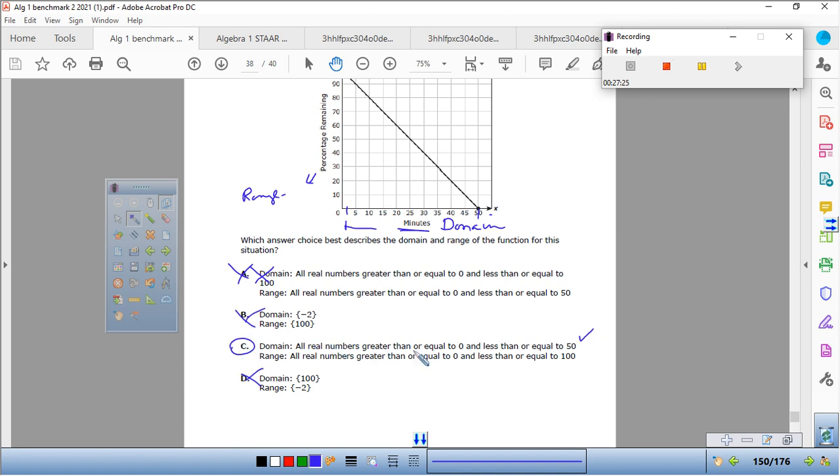All real numbers greater than or equal to 0. All numbers greater than or equal to 0, right? Or equal to 50. I don't like the way it's worded. But that one's more correct than that one. All right?